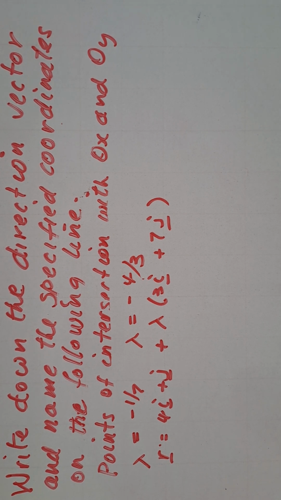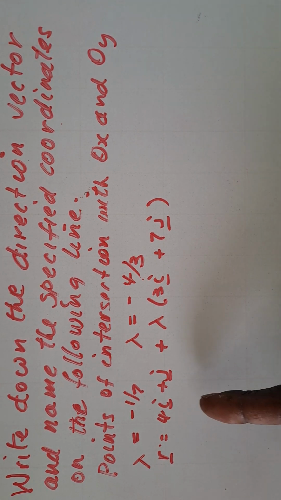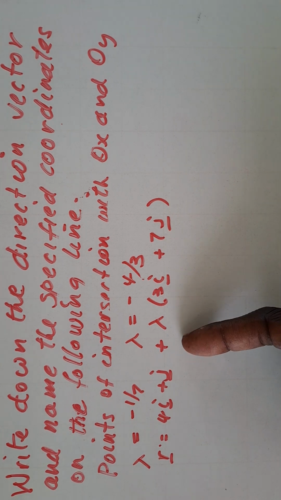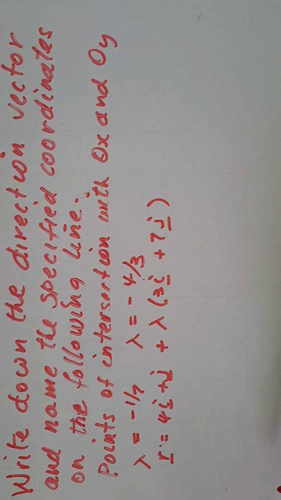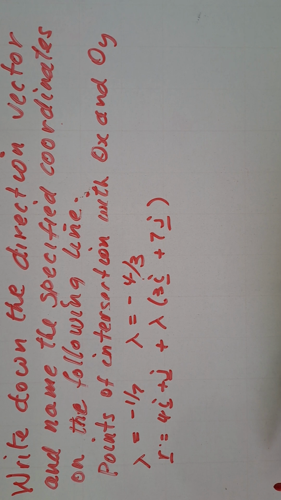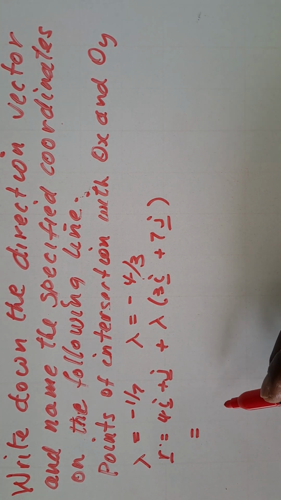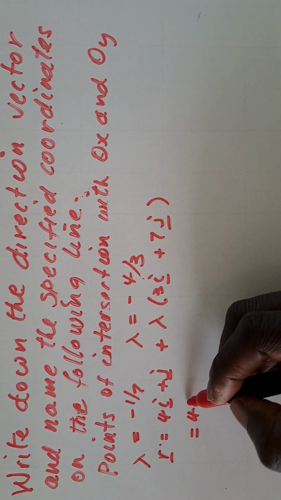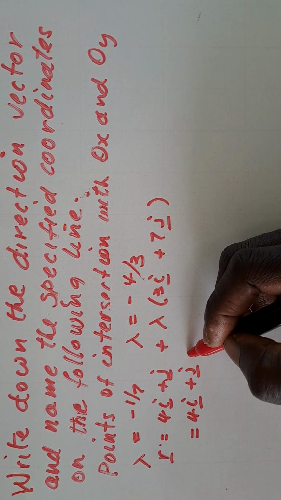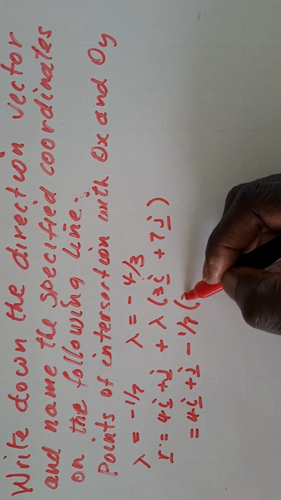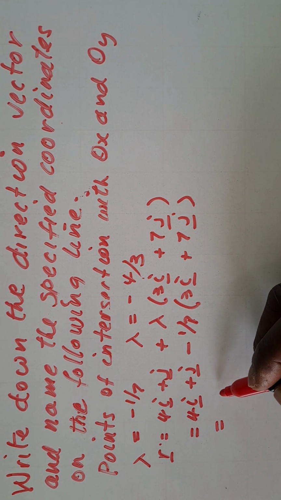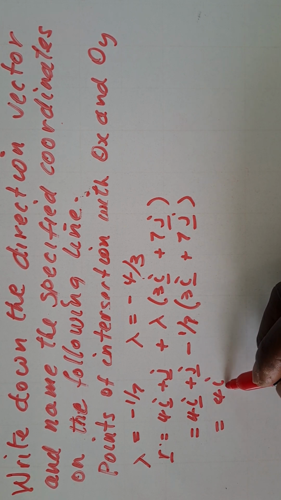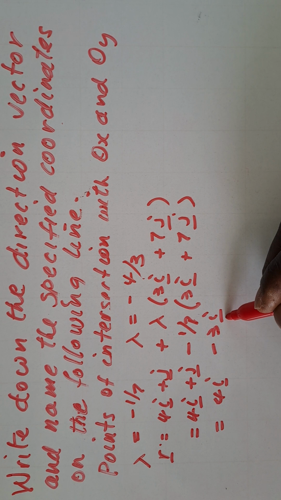Right. We have our two values of lambda, and here is what R is defined as, position vector added to lambda times the direction vector. So we'll use the first value of lambda, which is minus 1 over 7, and we'll substitute in R. So 4I plus J. Now this becomes minus 1 over 7, 3I plus 7J. Now this becomes 4I minus 3I over 7.